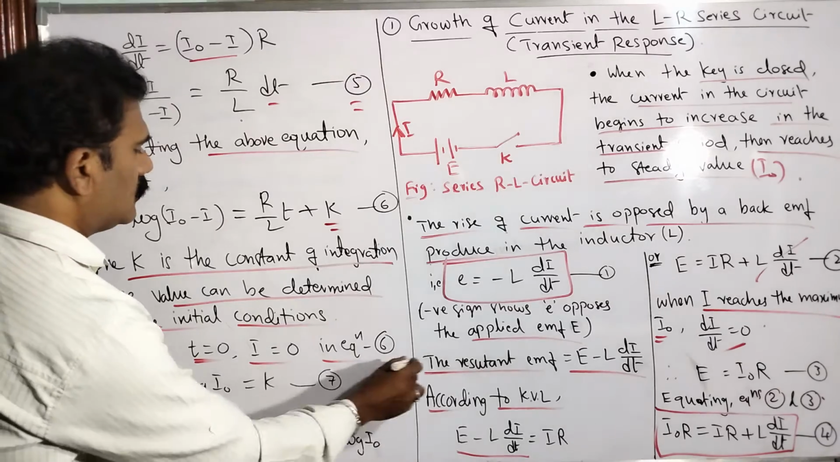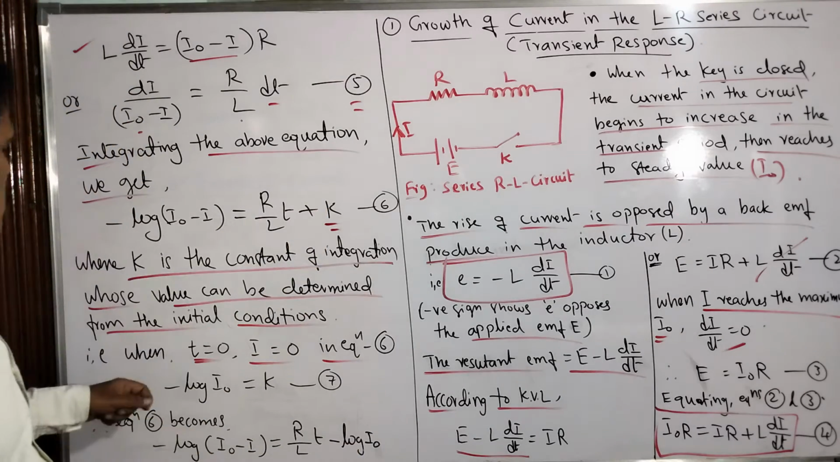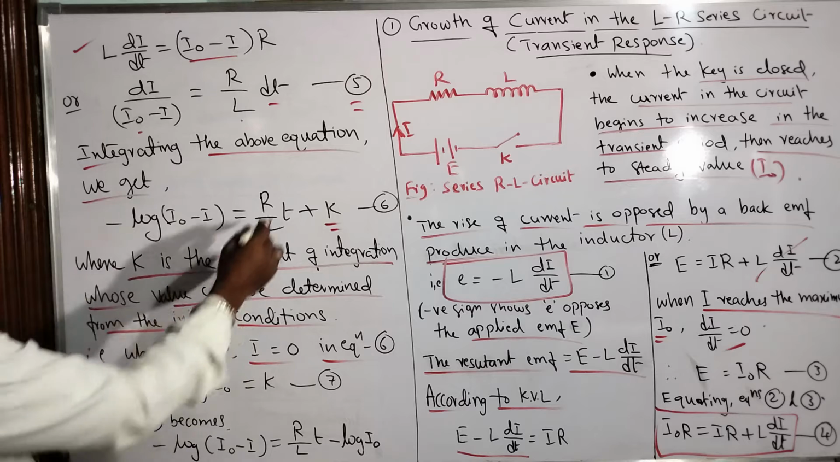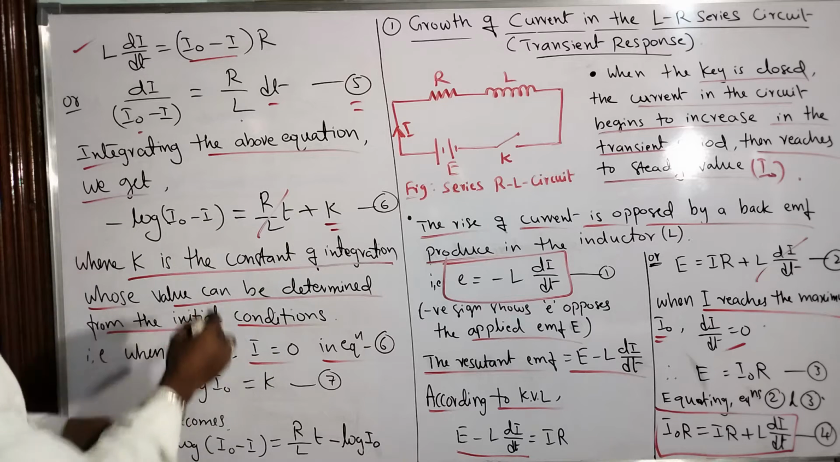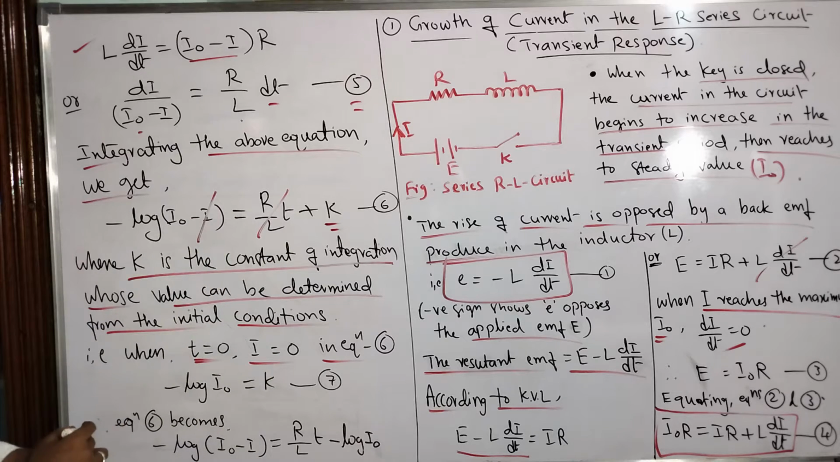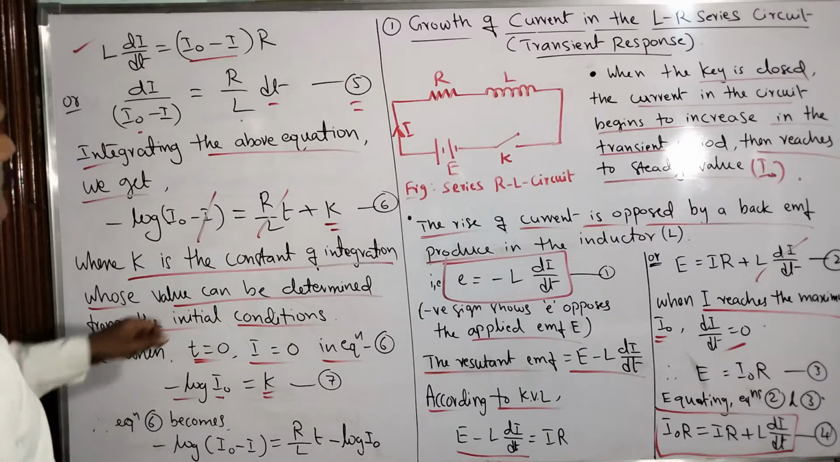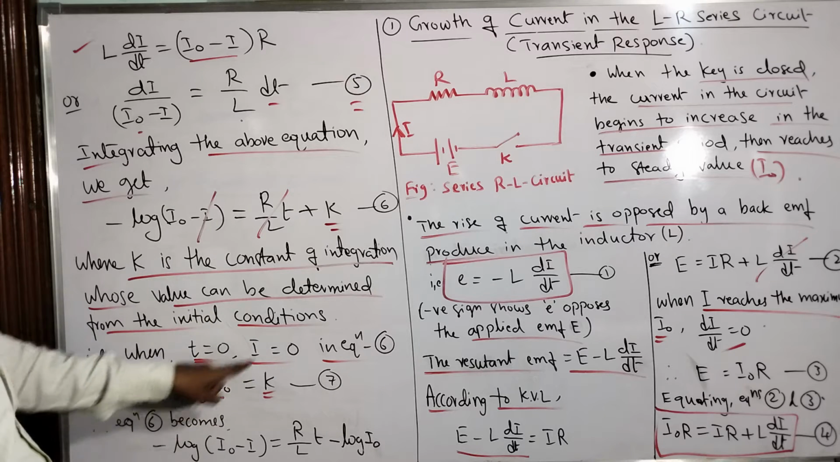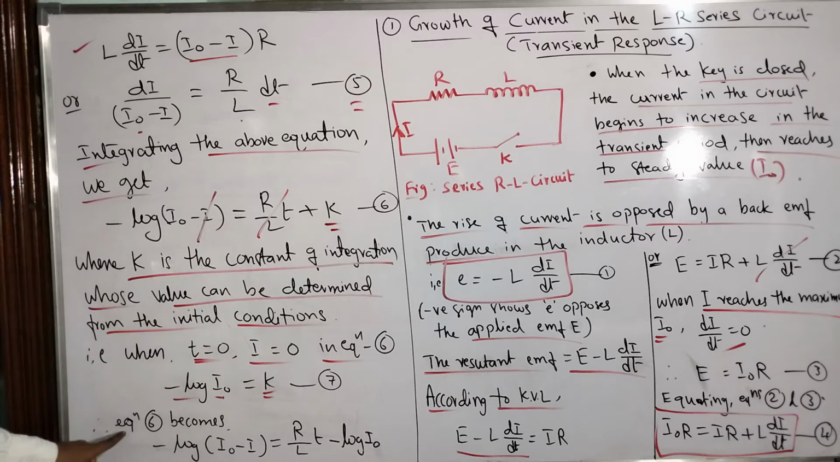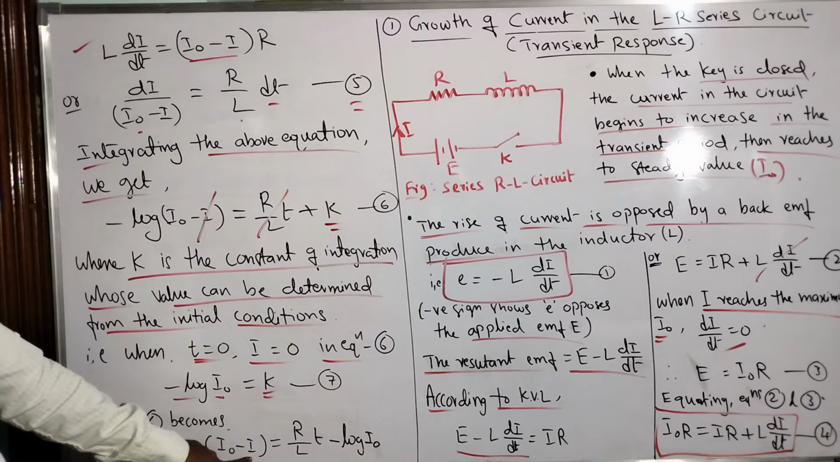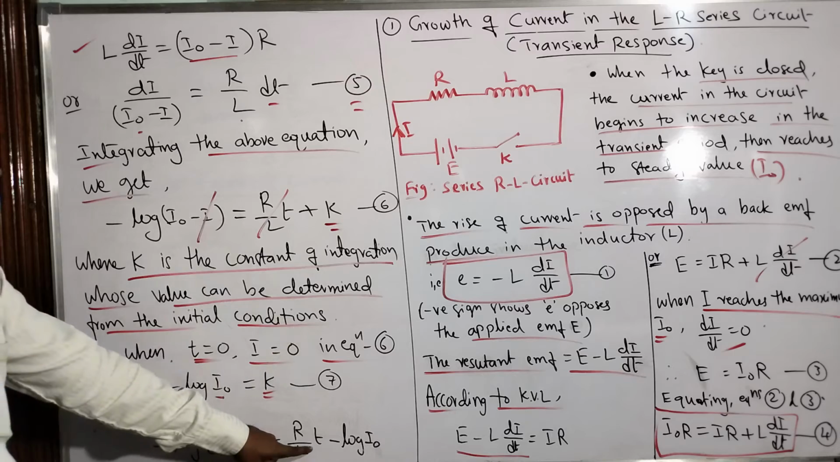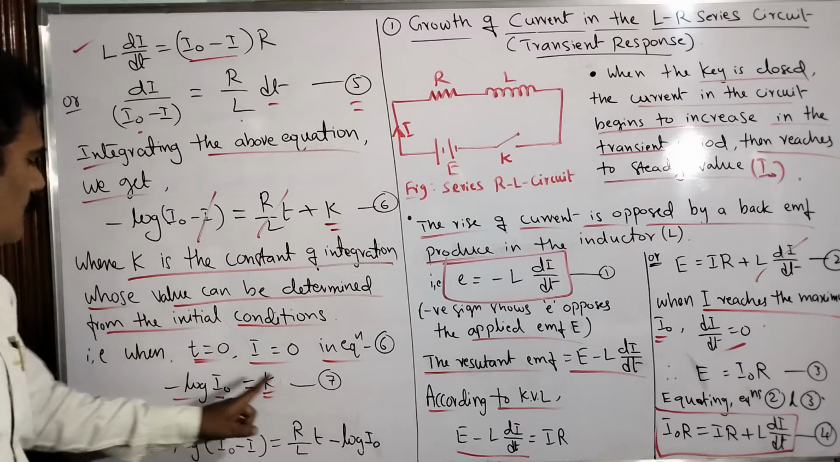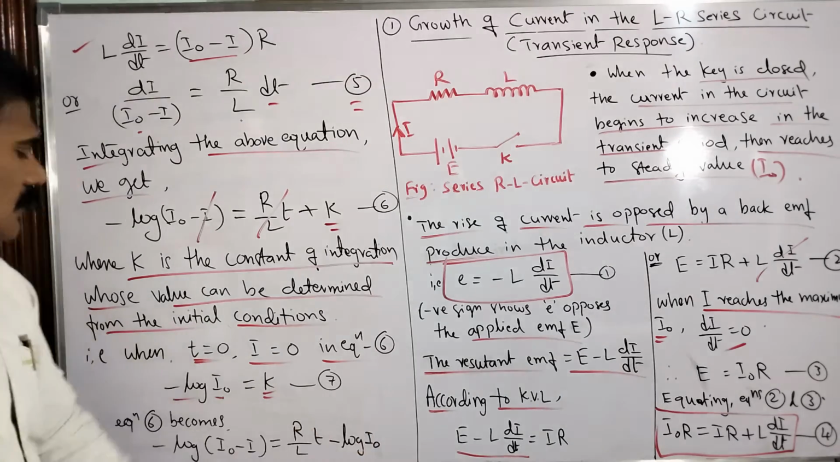So substitute in equation 6 the initial conditions, t equal to 0, so this term will go, and similarly I equal to 0, so this term also will go. So we are left with minus log I naught is equal to K. Clear? Now you can substitute the K value as minus log I naught in equation 6. Therefore equation 6 becomes minus log I naught minus I is equal to R by L into t minus log I naught. In place of K, you write minus log I naught.